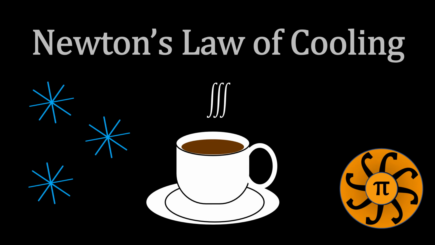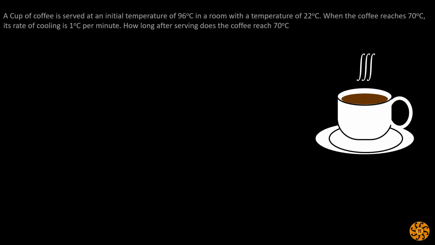Newton's law of cooling, an example of separation of variables. A cup of coffee is served at an initial temperature of 96 degrees Celsius in a room with a temperature of 22 degrees. When the coffee reaches 70 degrees, its rate of cooling is 1 degree per minute. How long after serving does the coffee reach 70 degrees?